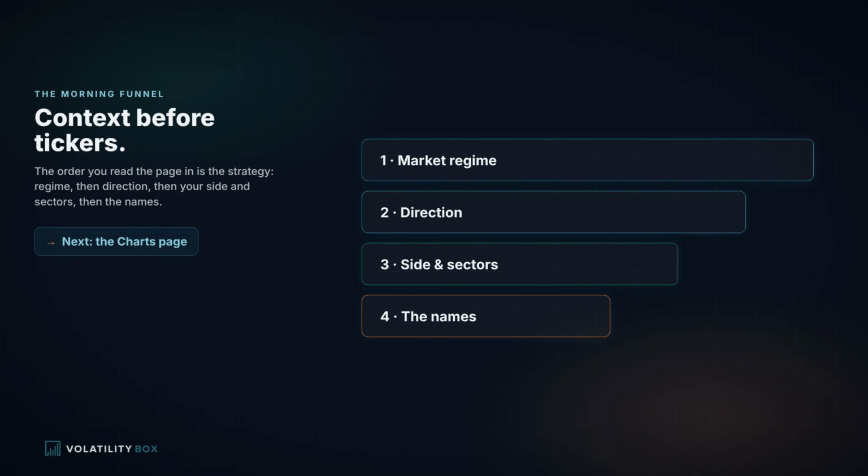In our next video, we'll take one of these names to the Charts page and read how the models have actually projected the ranges on them.